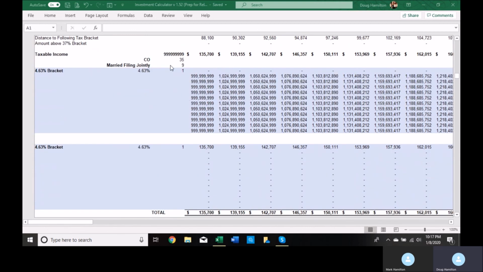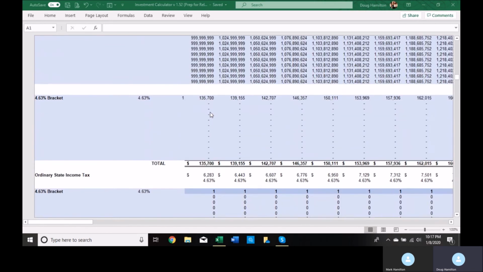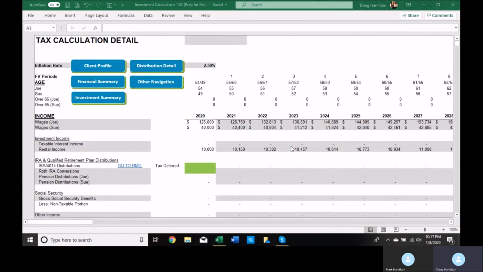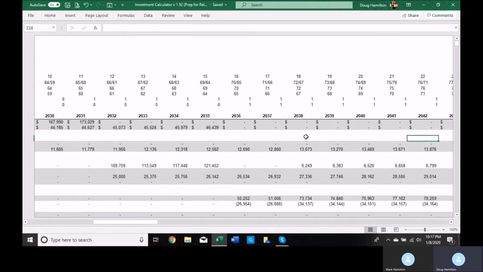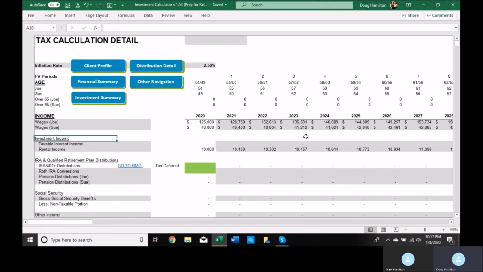And then the final part of this is the blue part here is the calculations for the state income taxes. Again, this is a lot of information, a lot of detail, not necessarily something that you want to spend any time in, but if you ever have interest in seeing how that's working, that's what this tab is for.